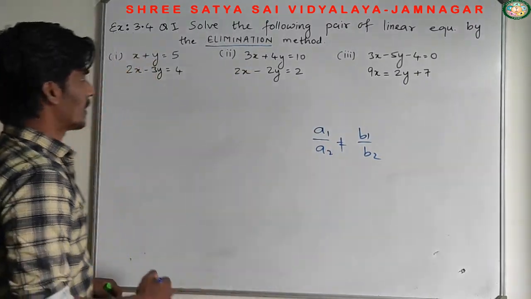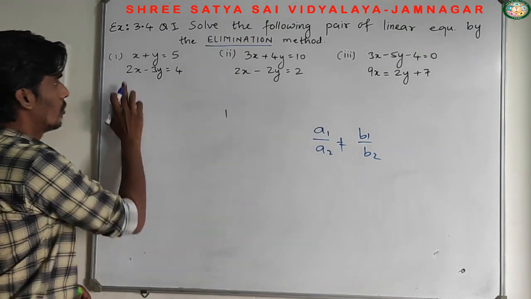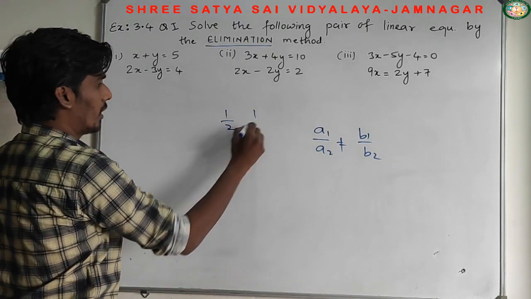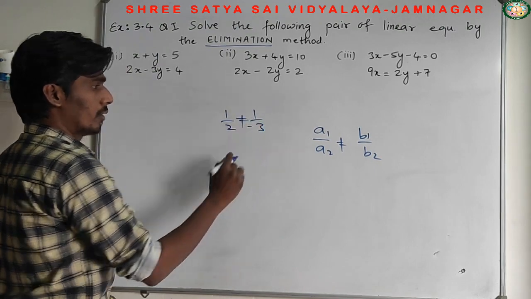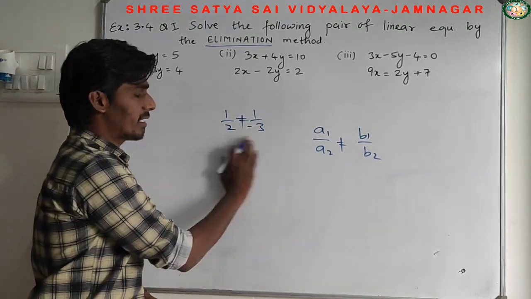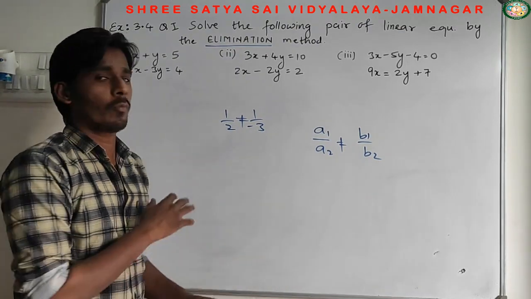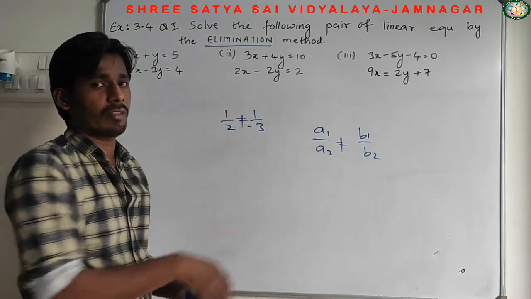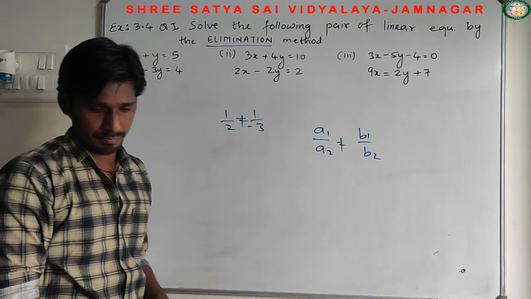So let's check for the first one. Here what is a1? It's 1. What is a2? It's 2. What is b1? It's 1. What is b2? It's -3. So are they equal? No, they are not equal. As they are not equal, it is possible to find the solution for this equation. For each and every method, whether it is substitution, elimination or cross multiplication, the first basic thing, we have to start from here.